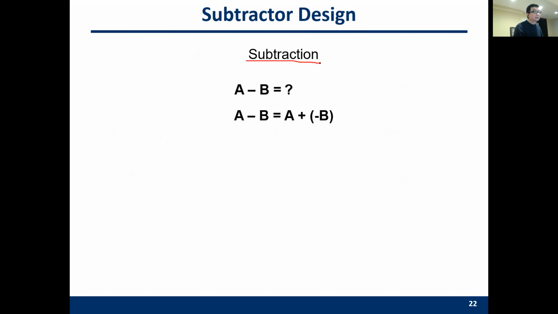So the subtraction will be converted: A minus B will be converted to A plus negative B. The negative B will be represented by the 2's complement form of B. And then we just directly do the addition between them.